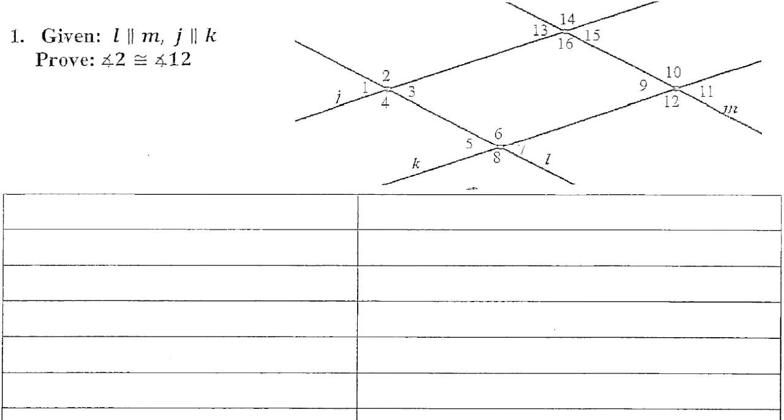So number 1. We're given 2 sets of parallel lines. And remember that if we have these pairs of lines that are parallel here and here, these don't correspond with each other, okay? Because they're not cut by the same transversal, right? They're 2 separate scenarios. And so if we're trying to prove that angle 2 is congruent with angle 12, we can't do that directly, right? We don't have anything for that directly.